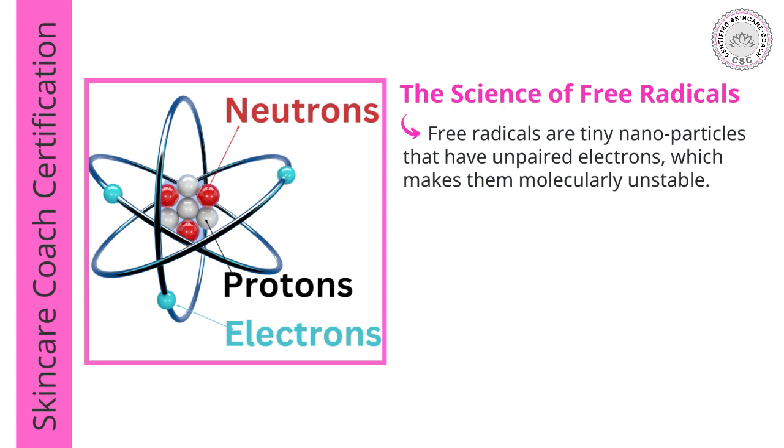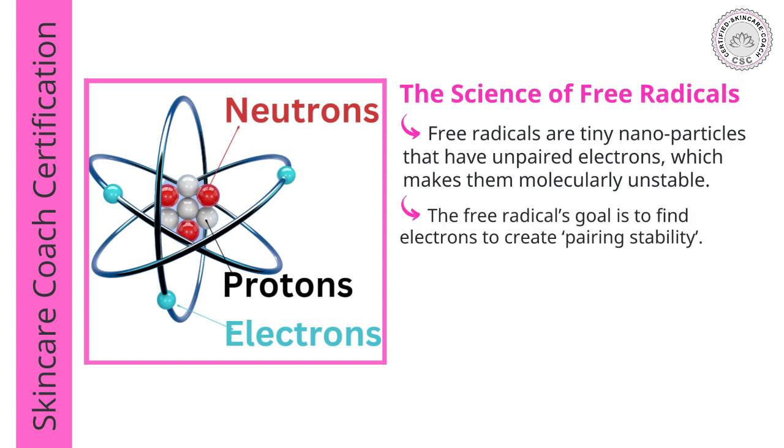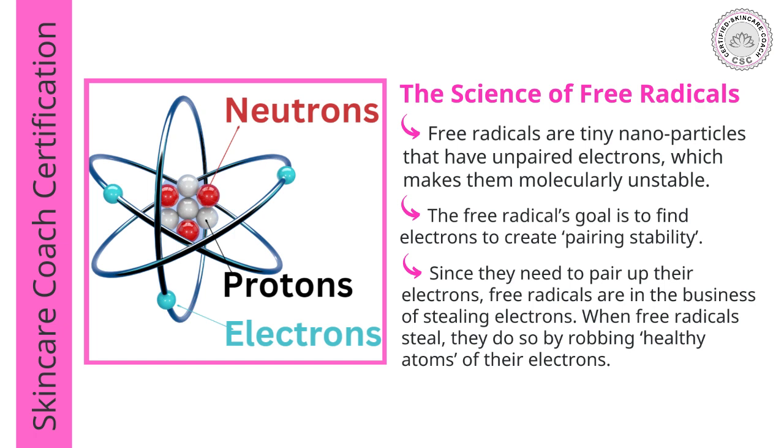In nature, electrons that are unhappy and unstable try to become stable. It's no different for free radicals. That is exactly why free radicals are so dangerous. The free radical's goal is to grab onto electrons to create pairing stability. They need to pair up with electrons anywhere they can. And free radicals are in the business of stealing electrons. When free radicals steal, they do so by robbing other atoms of their electrons, and that creates another unstable state.